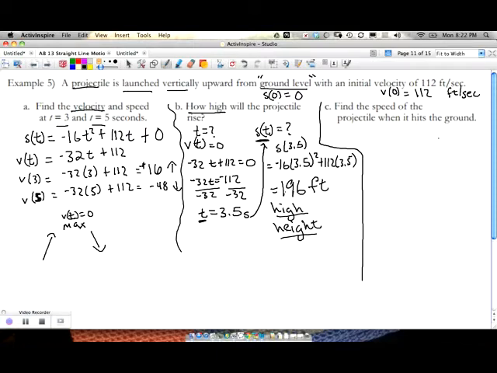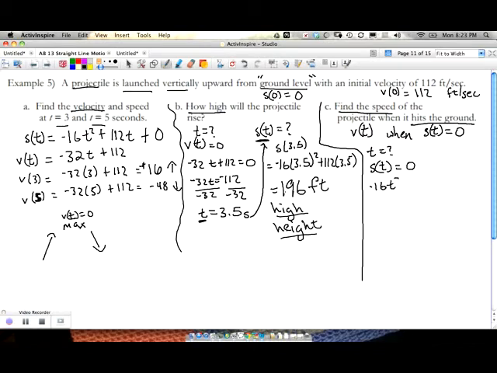Now let's look at part C. Find the speed of the projectile when it hits the ground. Okay, hits the ground, key phrase there. That means that s of t equals 0. And in fact, this happens twice, and we're going to see the kind of interesting piece there. Find the speed. So we want to know what is v of t when s of t equals 0. So the first thing I got to do, I got to find t. So let's do s of t equals 0.